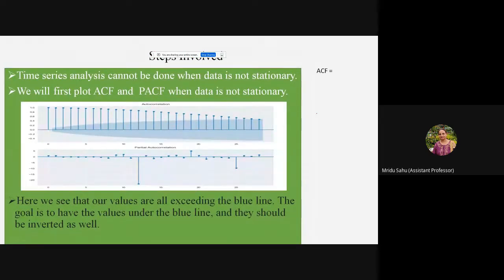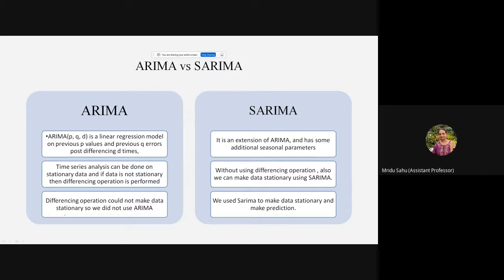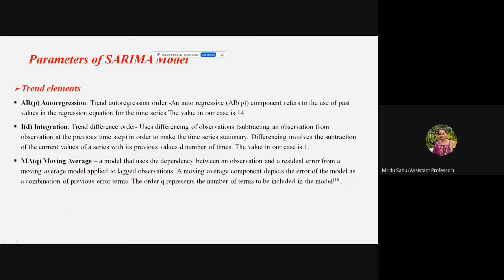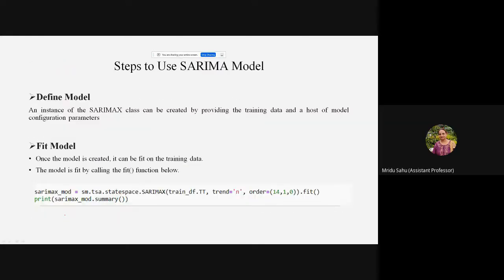Time series analysis cannot be done when the data is non-stationary, so you have to make sure the data is stationary. We will first plot the ACF, finding the errors on the fitted models. There are two types of time series models you can use, ARIMA and SARIMA models.